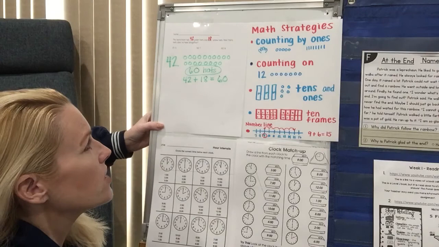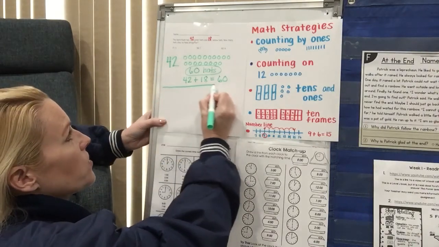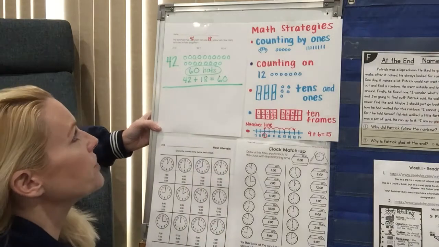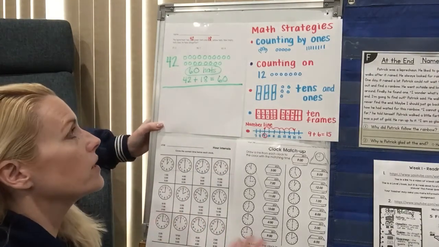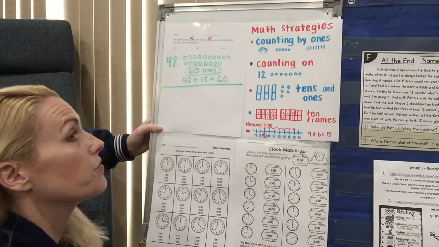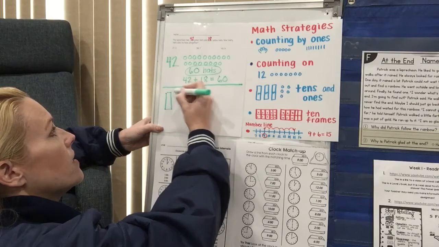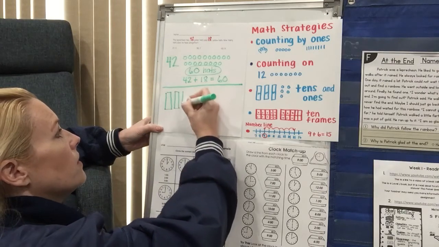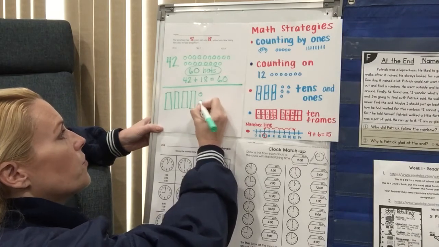So that's a strategy that most of you would probably be able to do, the counting on strategy. I'm going to show you a different one. If you want to do tens and ones, really looking for that way to find those friendly tens. So I'm going to go like this. I'm going to do tens and ones and say 10, 20, 30, 40, 41, 42.